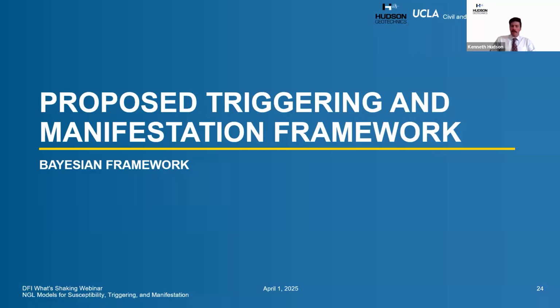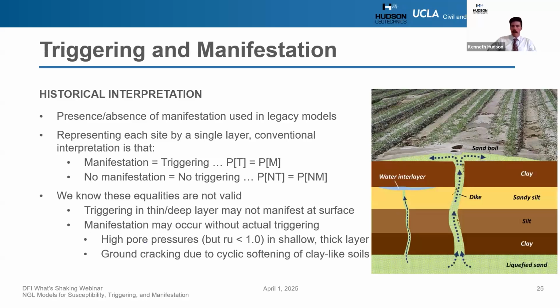The first thing we proposed to help us understand this in the modeling framework and start getting around these problems is a Bayesian framework for triggering and manifestation. Let me explain what that means. As I was describing before, these case history data sets include observations at the ground surface of manifestation or no manifestation, and also a critical layer's properties that are related to its relative density, such as the penetration resistance.